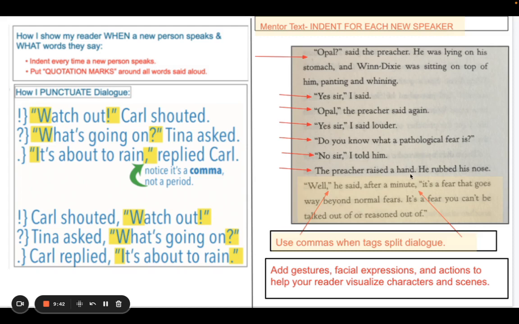The preacher raised a hand. He rubbed his nose. "Well," he said after a moment, "it's a fear that goes way beyond normal fears. It's a fear you can't be talked out of or reasoned out of." So this is one of those examples. If you're splitting a sentence, you don't need to use an uppercase letter for "it's." And then play with adding gestures, facial expressions, and actions to help your reader visualize the scenes.